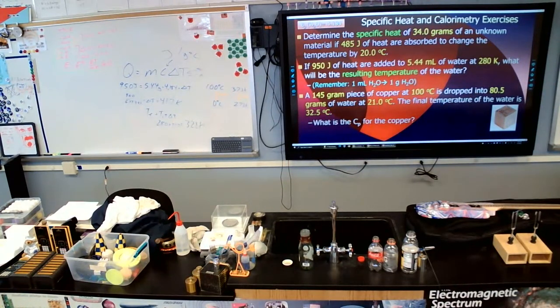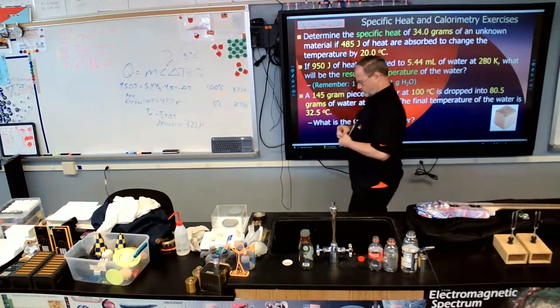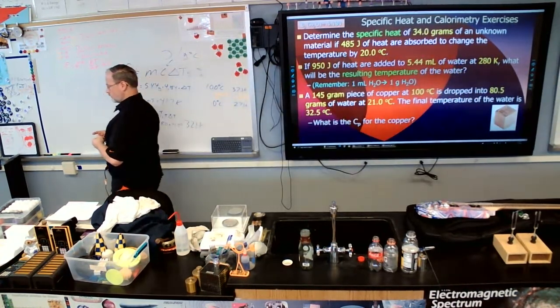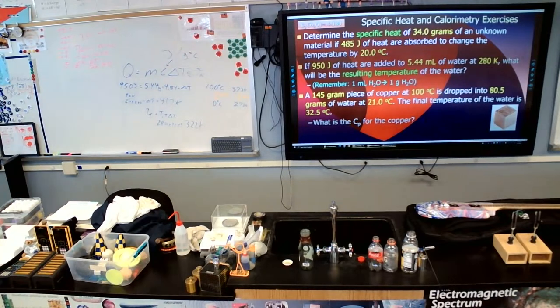So both of these are going to have the same Q value. So you solve for the C of the metal: 80.5 times 4.184 times the change in temperature of the water, then you divide that by 145 times the change in temperature of the metal, 100 minus 32.5. So the 32.5, you don't have to worry about it.